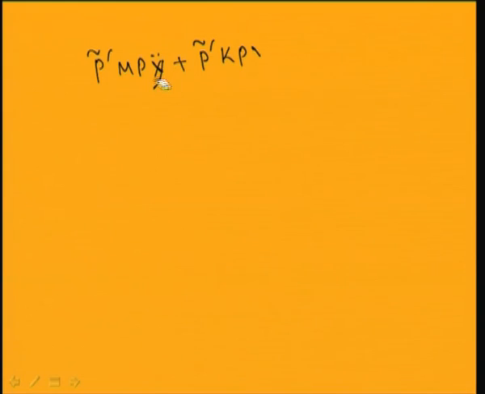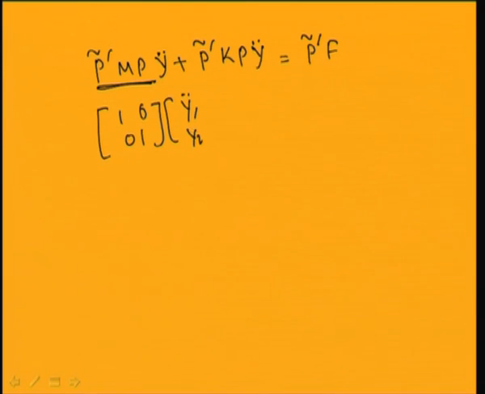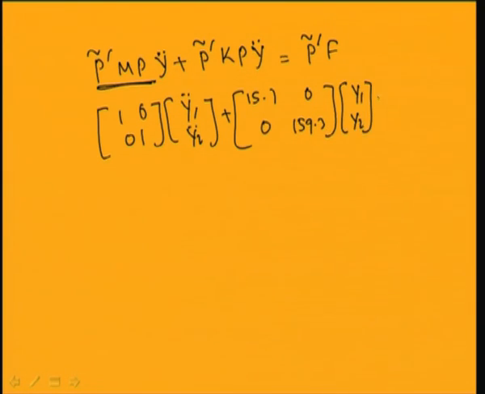So, x I am substituting by y, so this is y double dot, plus this is y, equal to P transpose into F. So, already from the property of this weighted modal matrix, you know this becomes the unity matrix or identity matrix, 1 0 0 1, into y1 double dot, y2 double dot, plus this becomes lambda 1, 15.7, and 0 0, and 159.3, into y1 y2. This becomes P weighted transpose into F.